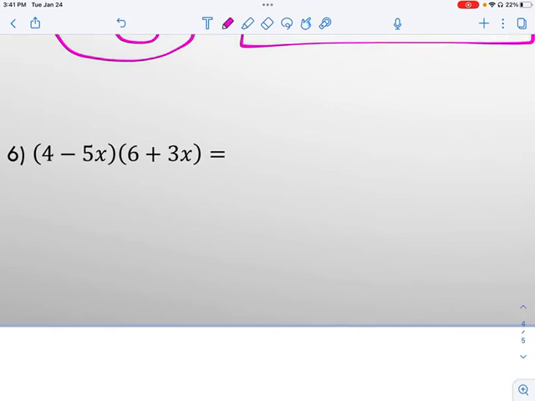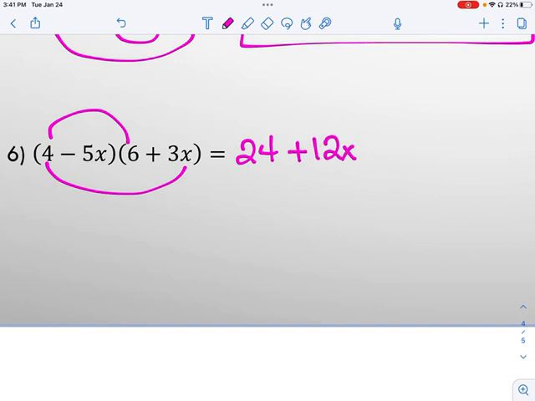Now, hopefully you recognize right away, this is in a different order. That's okay. We're going to finish writing it in standard form. We just are going to do the problem first, and then we'll rearrange as needed. We're still going to follow the same pattern. So we're going to go 4 times 6, 24. Now we do the outside. That would get me plus 12x. Now we do the inside, negative 30x. Then we do the last, negative 15x squared.